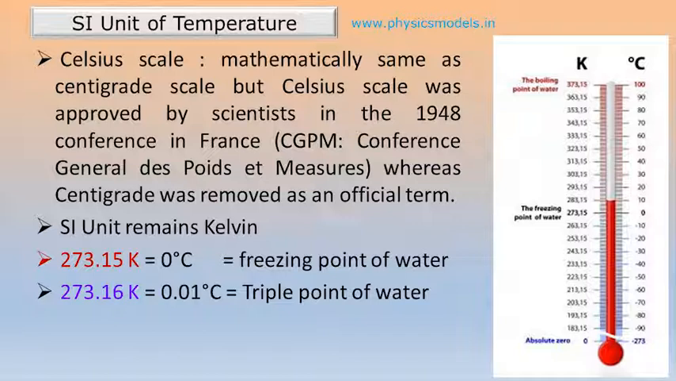In summary, 273.15 Kelvin is the same as 0 degree Celsius, the freezing point of water. 273.16 Kelvin is 0.01 degree Celsius, which is the triple point of water.